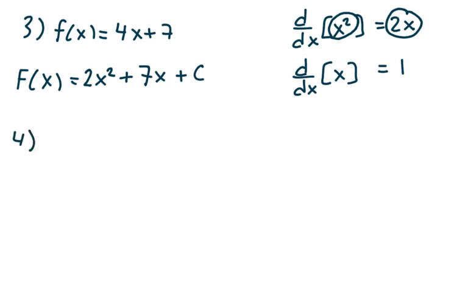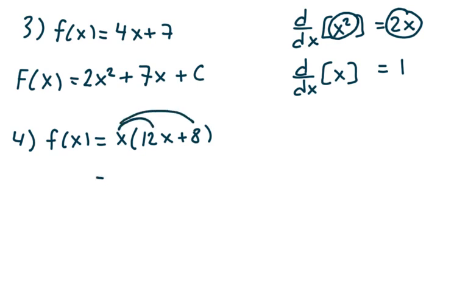Example 4. Suppose f of x is equal to x times 12x plus 8. Now, we need to simplify this, so I need to distribute the x to each term within the parentheses. And when I do that, I get 12x squared plus 8x.